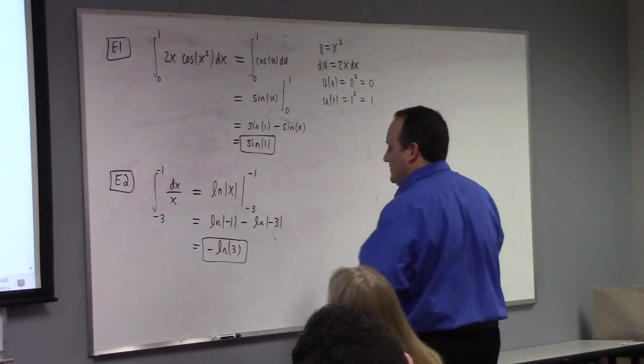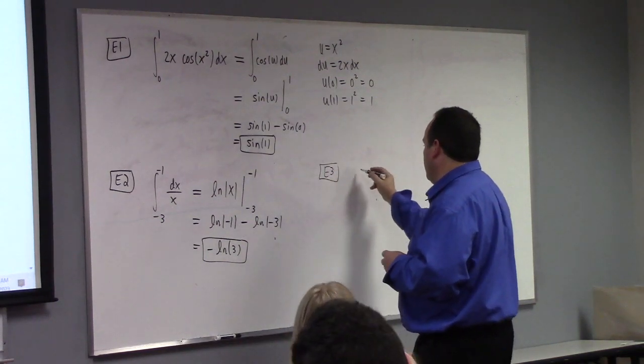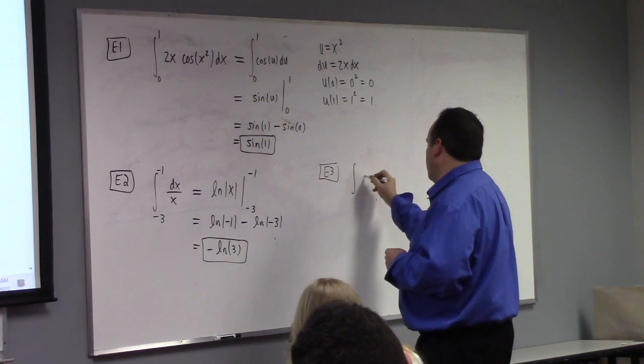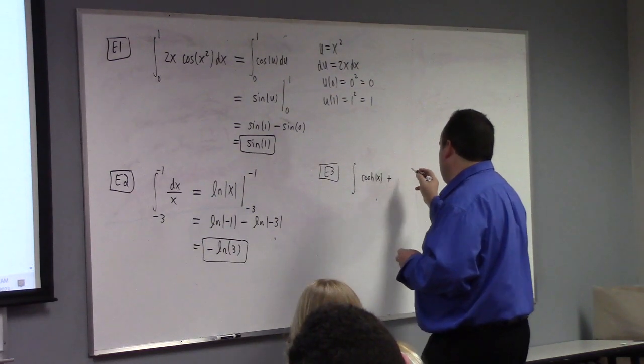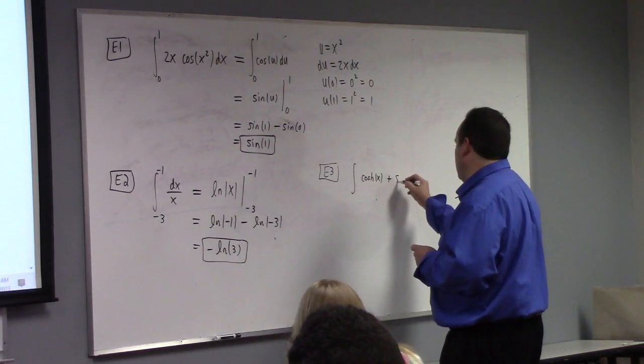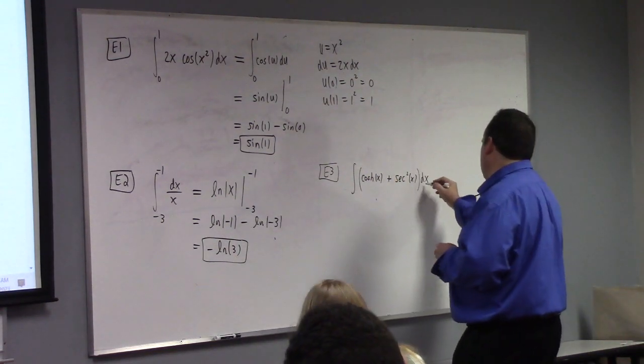So example 3. Do one of those. What would be the integral of cosh x plus secant squared x dx?